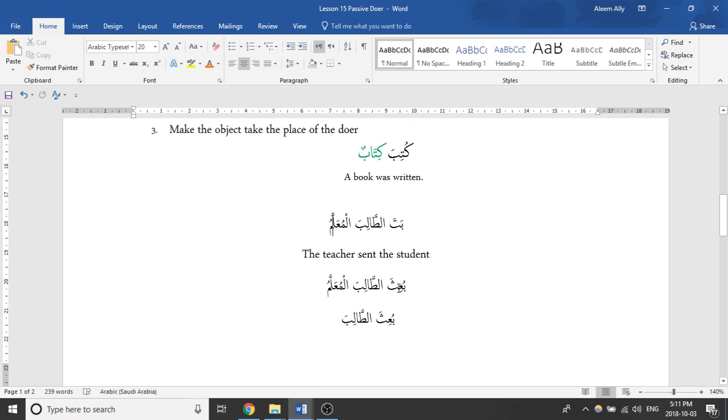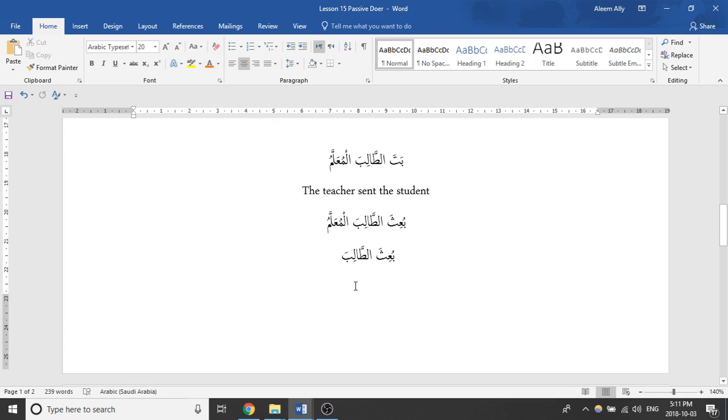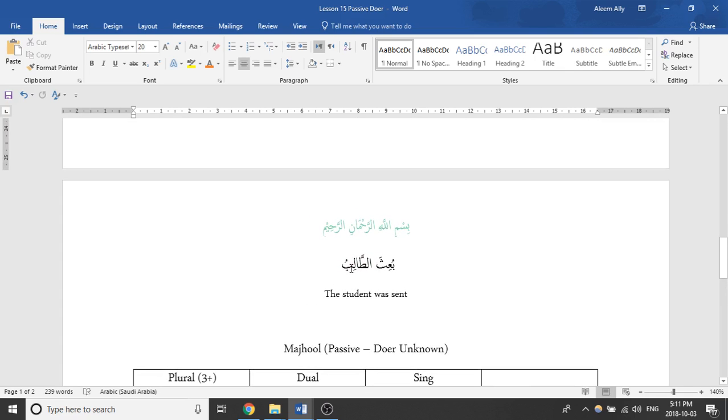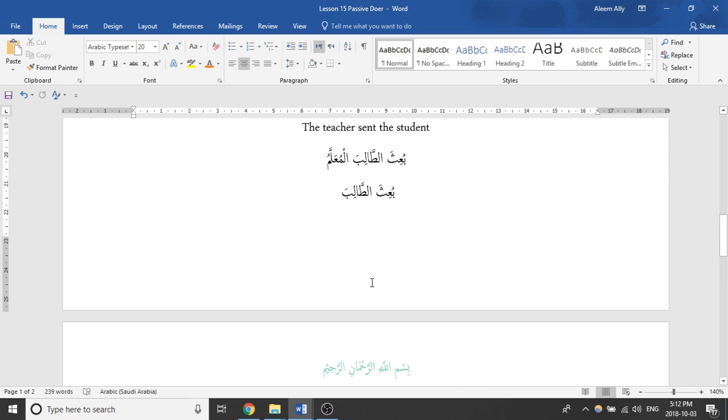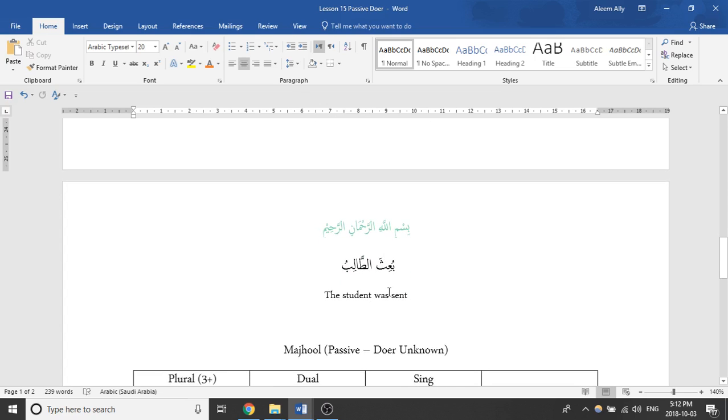The first step is to take the verb and put it on the pattern of fu'ila, so it becomes bu'itha الطالب المعلم. Next, you kick out the doer. The doer was the teacher, so you kick them out. Then you take the object and put it on the same pattern that the doer was on. What you're left with is bu'itha الطالب, which means the student was sent. We started off with the teacher sent the student, and ended with the student was sent. The teacher was removed from the equation, and now the doer is unknown.